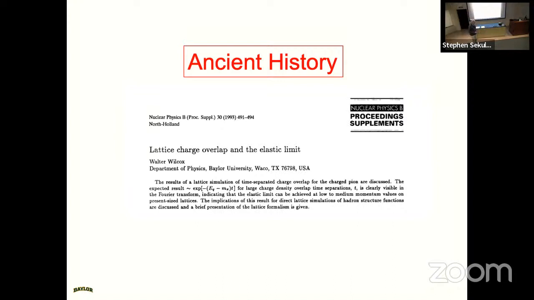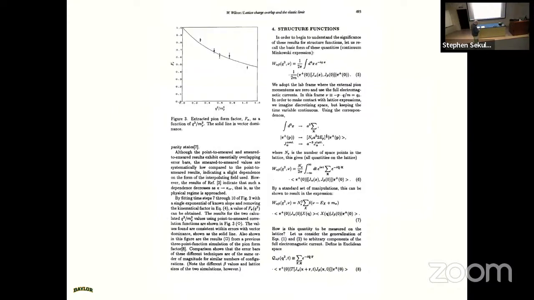So what I found is that when the time separation of these things is large, you can make contact with the elastic limit, and you can measure form factors. Okay, but I realized also, before you get to the elastic limit, other things were happening. So let's look at that. All right, so let's go over this in some detail.